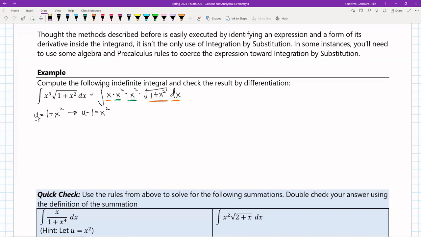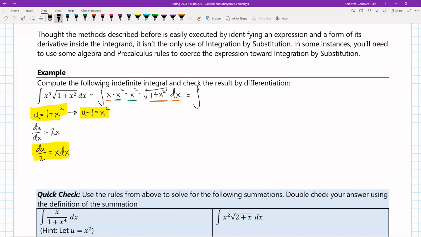Let me get rid of those. So if this is u, then du over dx is going to be equal to 2x. Sorry, du equals 2x dx. And then I'm going to rearrange everything again. I get du over 2 is equal to x dx. Now I have everything for the substitution. So these three are what I'm going to use for the substitution. Like I said, keep track of everything. It's all there.